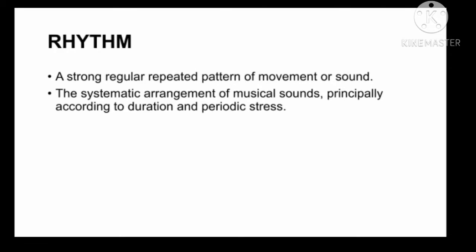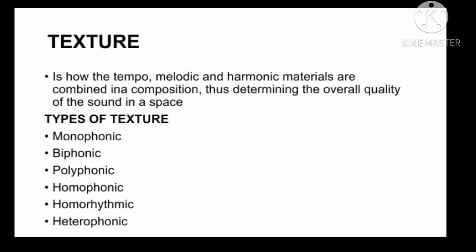Next is rhythm. Rhythm is a strong, regular, repeated pattern of movement or sound. The systematic arrangement of musical sounds principally according to duration and periodic stress. So when we say rhythm, it is a regular recurring motion that regulates a succession of strong and weak elements. And also, rhythm is the movement with a uniform pattern of a beat, accent, or like the music.